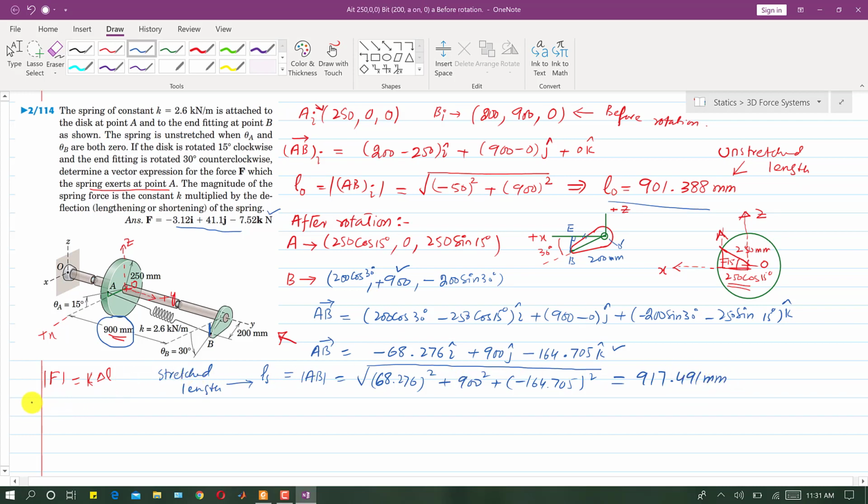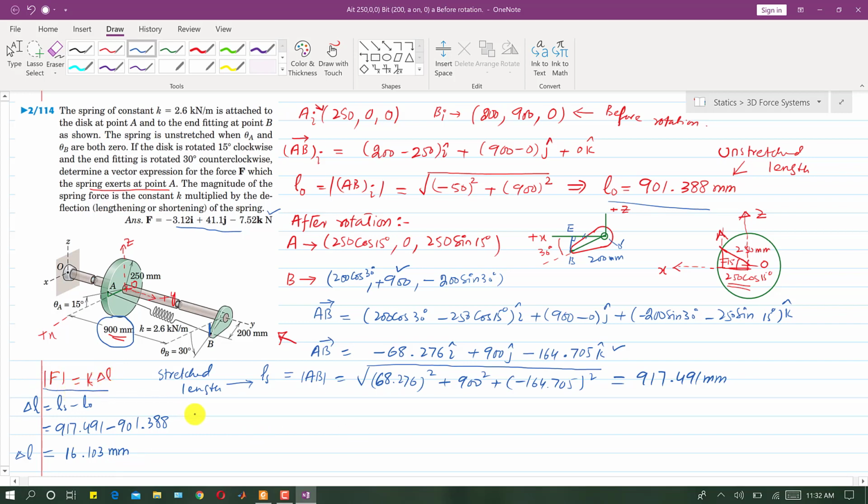Now the change in length will be equal to stretched length minus the original length. So stretched length is 917.491 minus the original length, that is 901.388. So we will get that change in length. So this is that change in length in millimeters, so I will write millimeters as well, right? Now we need to find this magnitude.